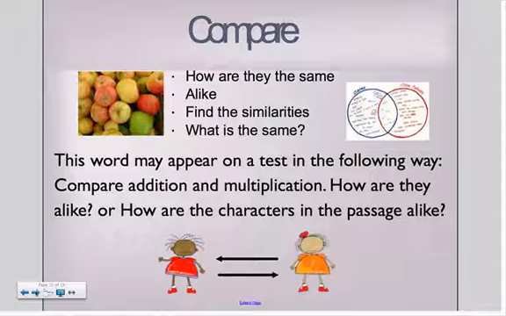Compare. Basically, it's looking at two things and determining what's alike, what's the same about them. Sometimes on a test it says compare addition and multiplication. How are they alike? Or how are the characters in the passage alike? Or sometimes you have to look at two pieces of information and compare them to come up with an answer. So anytime you're looking at two different things and trying to come up with something that they're both saying, that's comparing. Again, pause the video and write down these pieces of information so that you'll have it for our activity.